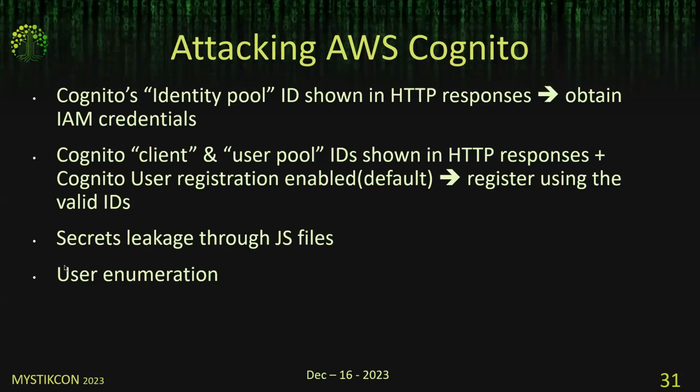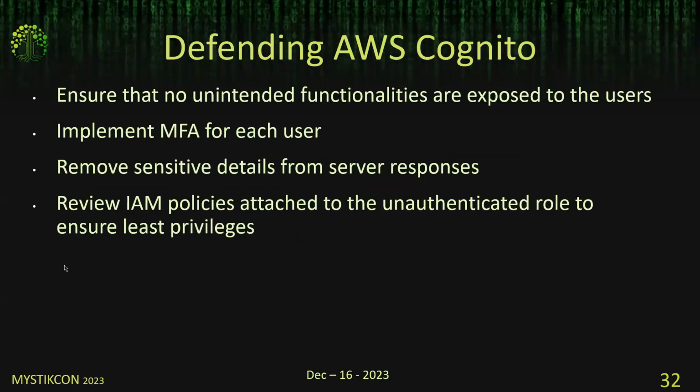Then the below two are very generic. Secrets leakage through JS files: again, you can do the attack scenarios described in the above two points. And user enumeration. This can happen only when Cognito returns a username exists exception when trying to register with a username which already exists. So user enumeration can happen, and you can also mount your brute force attack on this.